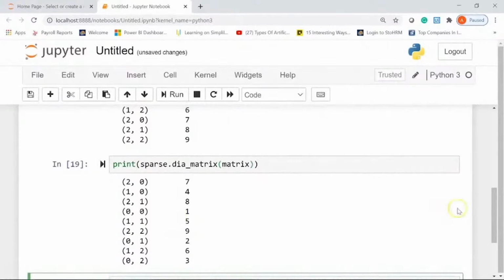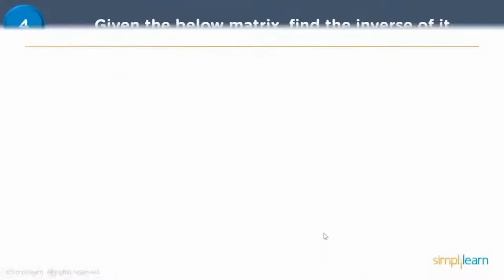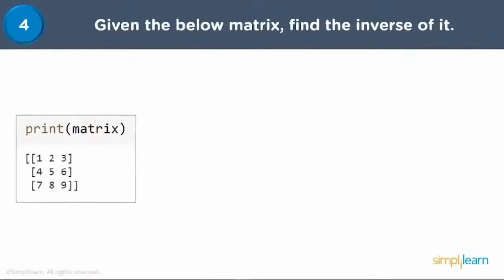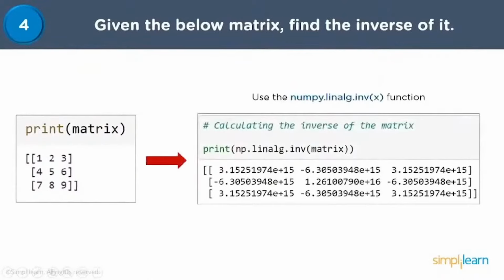Alright, now moving to the next question. Given below is a matrix. We need to find the inverse of this matrix. The inverse of a square matrix A, which is sometimes called a reciprocal matrix, is a matrix A inverse such that the dot product of A and A inverse is always I, which is an identity matrix. In NumPy we have a function, np.linalg.inv, that helps you find the inverse of a matrix. Let me show you on the Jupyter notebook.